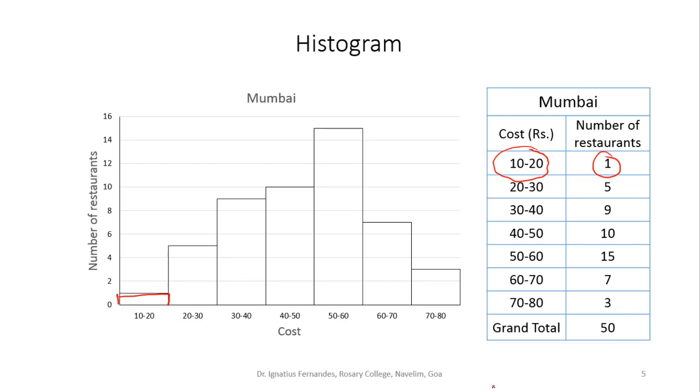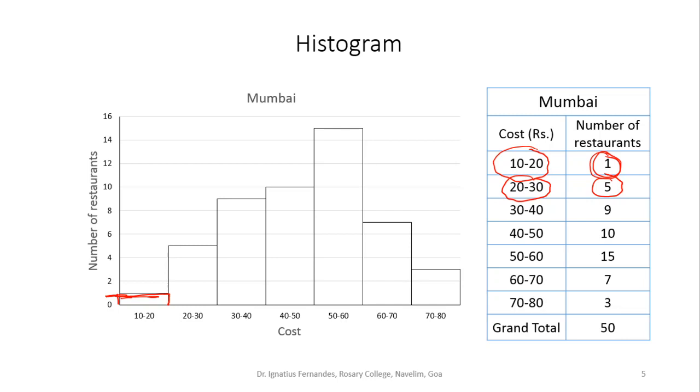Now you'll see that the frequency here is 1. That's why I have taken a bar of height 1. 1 is somewhere here. The same way, for class 20 to 30 the frequency is 5. So what I'll do is take a bar of height 5, and I'll draw a bar like this here. I'll draw a bar of height 5.